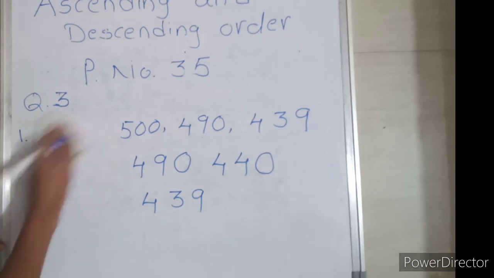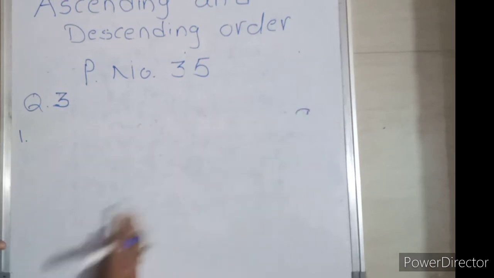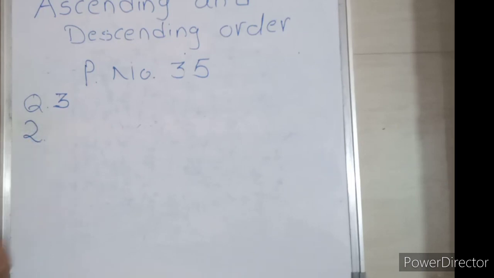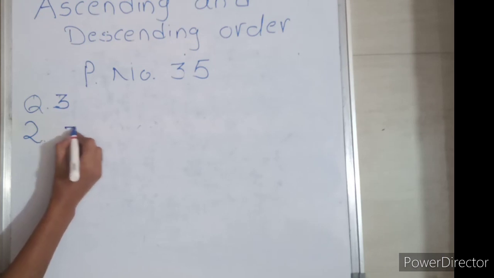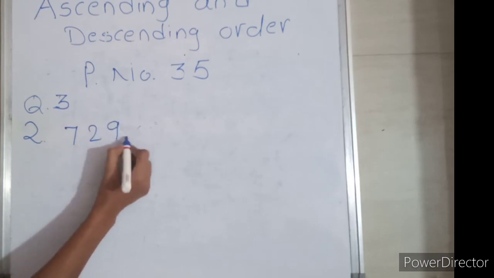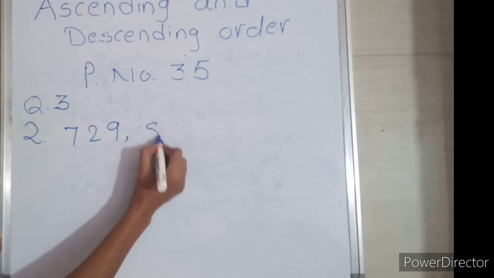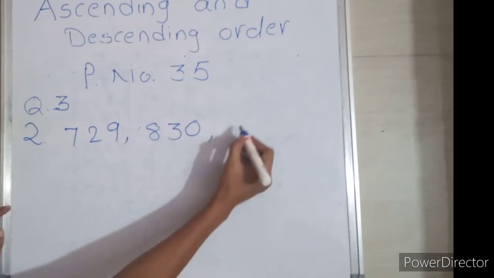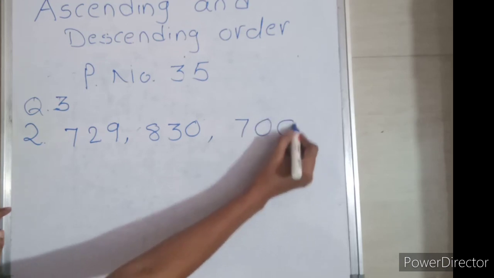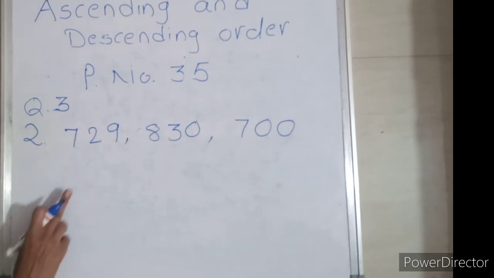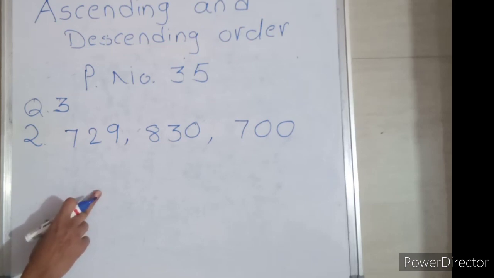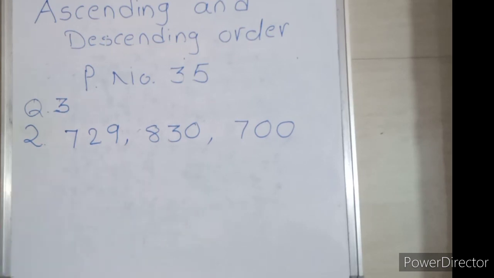We will see one more example. 729, 830 and 700. We have to arrange these numbers in descending order. Descending means again from bigger to smaller.